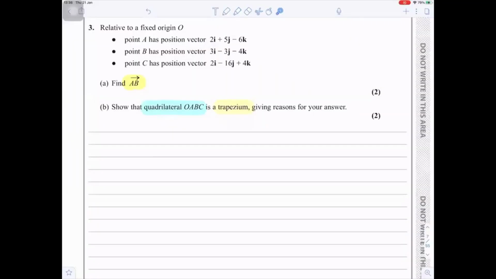Question number 3. Relative to a fixed origin, point A has position vector 2i plus 5j minus 6k. Point B has position vector 3i minus 3j minus 4k. And point C has position vector 2i minus 16j plus 4k. (a) Find AB. (b) Show that the quadrilateral OABC is a trapezium, giving reasons for your answer.